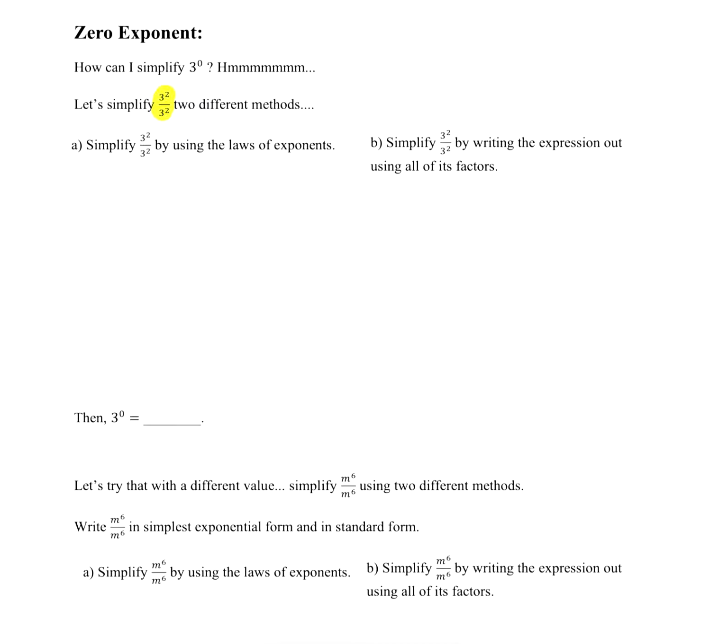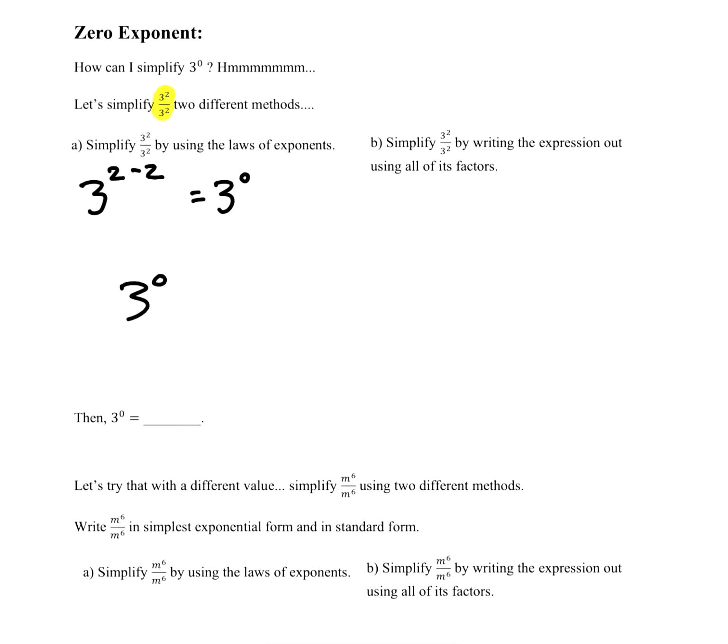So 3 to the second divided by 3 to the second, we are dividing two terms with the same base, so we would subtract their exponents. So that would be 3 to the 2 minus 2, which would be 3 to the 0 power. We don't know what anything to the 0 power is yet, but let's look at the equivalent way of solving this, which is by writing out 3 to the second using all of its factors.